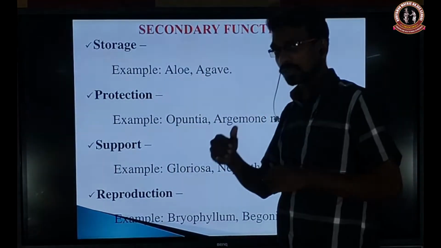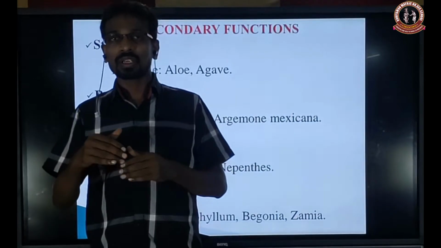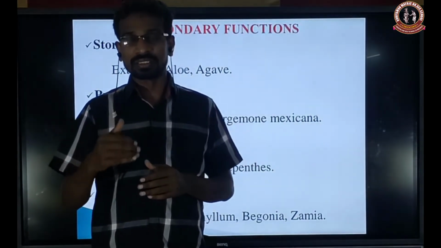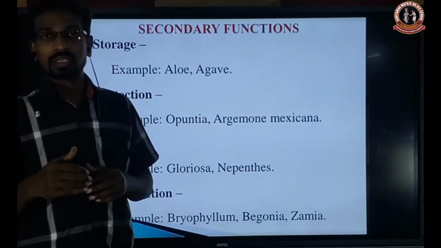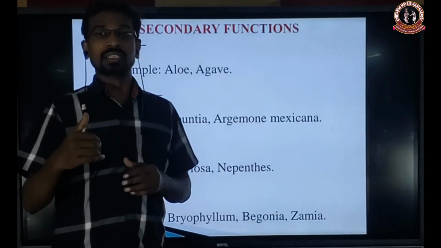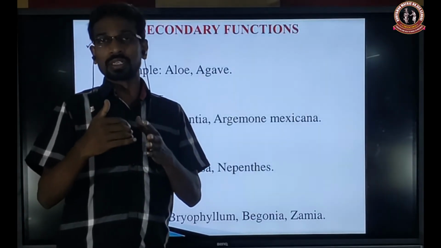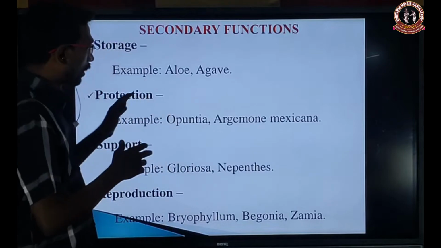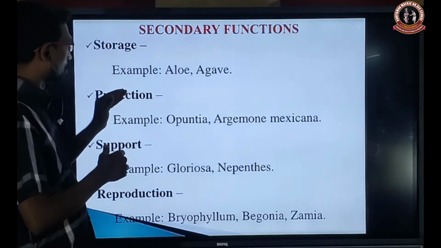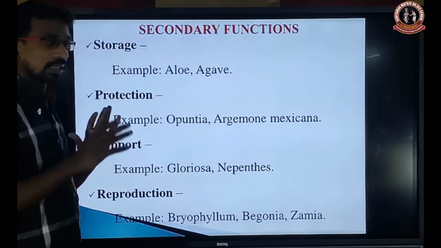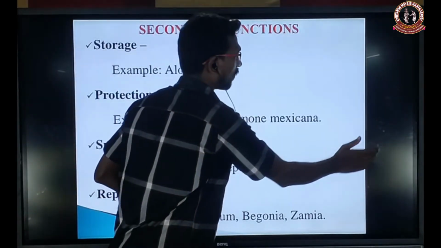Primary function means photosynthesis, transpiration, gaseous exchange, protection, and finally conduction of water and dissolved solutes. But the additional functions are storage, protection, support and reproduction. These are the additional or secondary functions of the leaf.